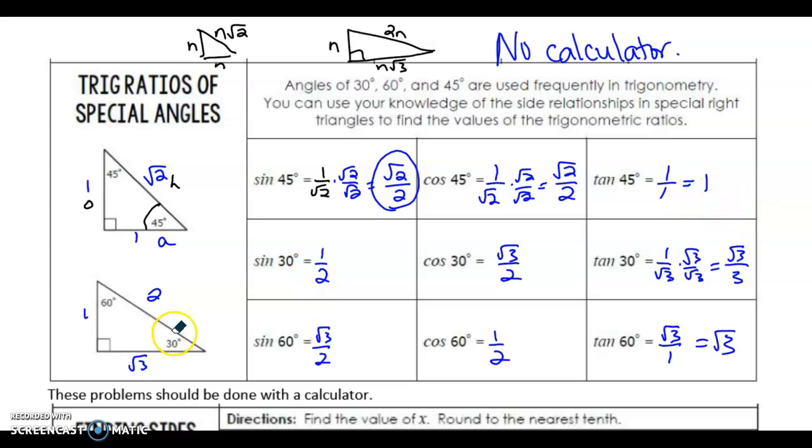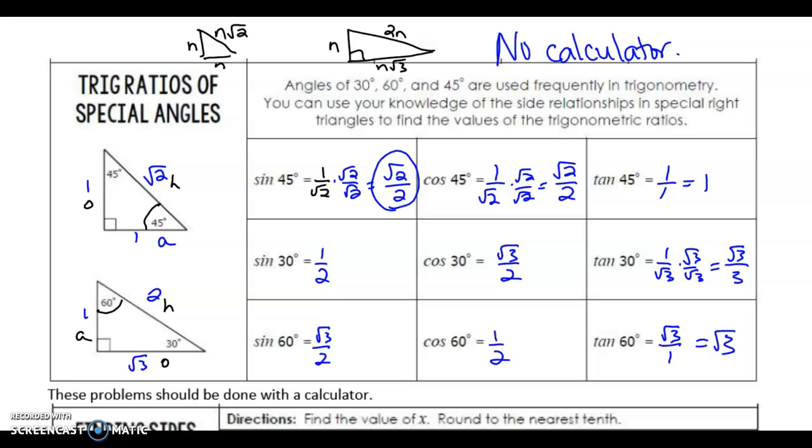The sine of 30, so if I'm starting at 30, what is opposite? That would be 1. Cosine 30 would be adjacent over hypotenuse, and then tangent 30. When I start at 60, I need to change these around here. So if 60 is my starting angle, now square root of 3 is opposite and 1 is adjacent. So just be careful with that.